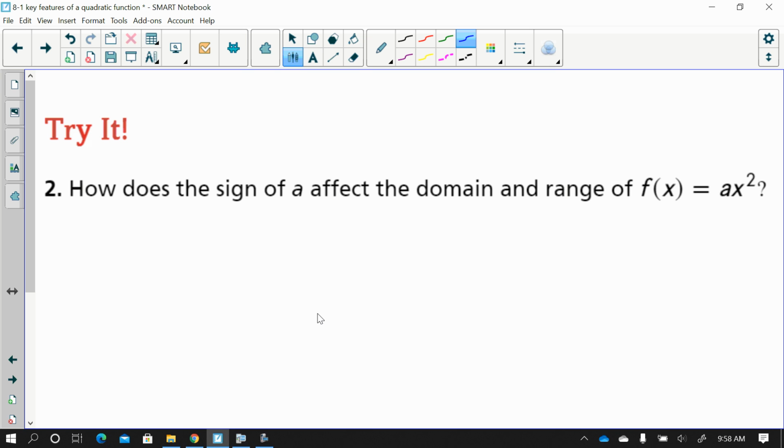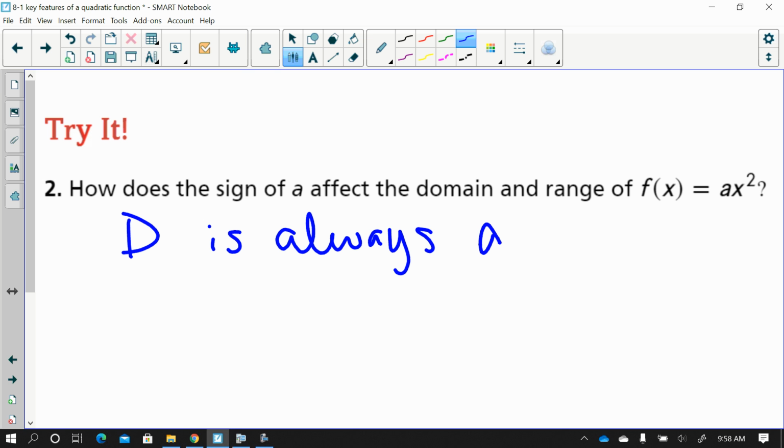So how does the sign of A affect the domain and range of f of x equals ax squared? Well, the domain is always all real numbers. We can pick any x we want and plug it in. The range is what gets interesting.